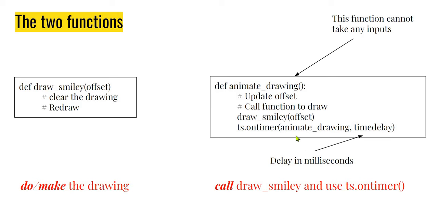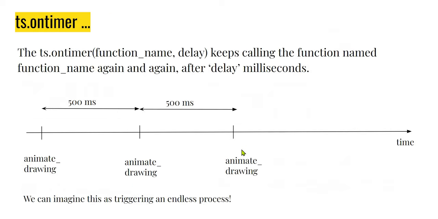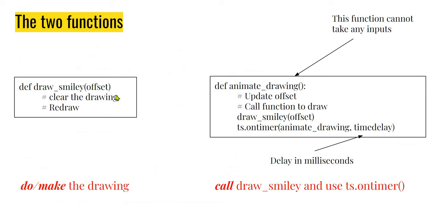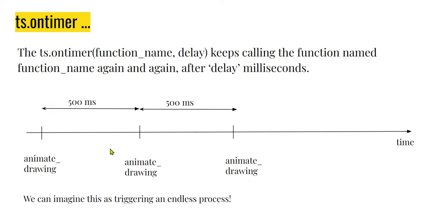Now this is actually very interesting. What we are doing by ts.ontimer is that we are calling this function again and again after delay milliseconds. So we are going to use a delay of 500, which is 500 milliseconds or half a second. So what's going to happen is that every half a second we are going to animate drawing. And remember, the animate_drawing function basically calls draw_smiley. So effectively we are going to draw this again and again with a different offset. Now all of this is going to become clear once we start writing the code.